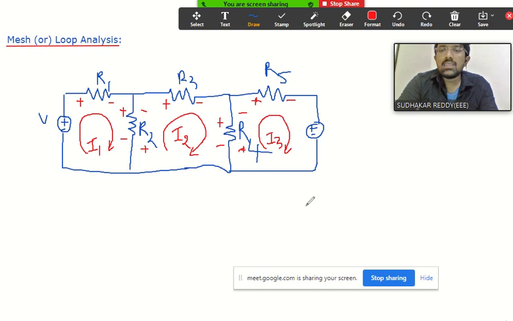So this is the third step in mesh or loop analysis. Once again I'm repeating all the steps. What is the first step in mesh or loop analysis?